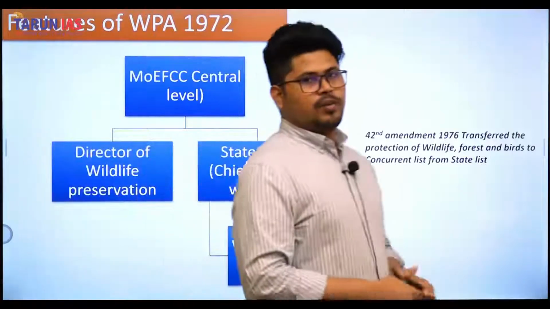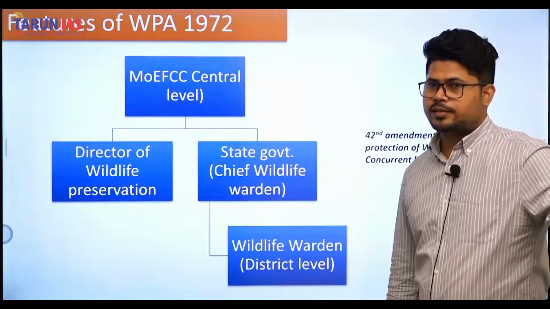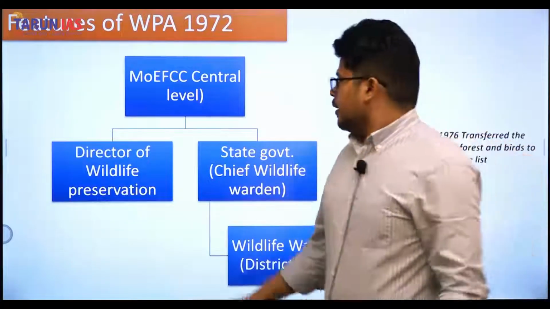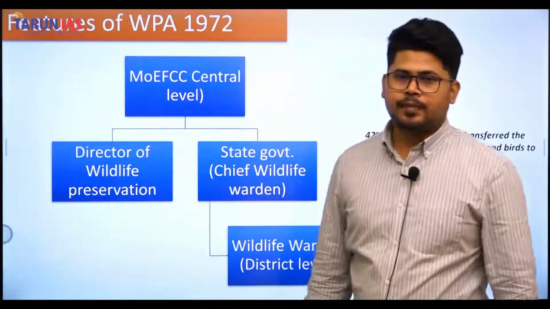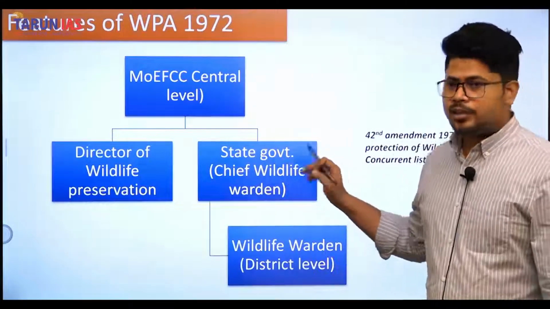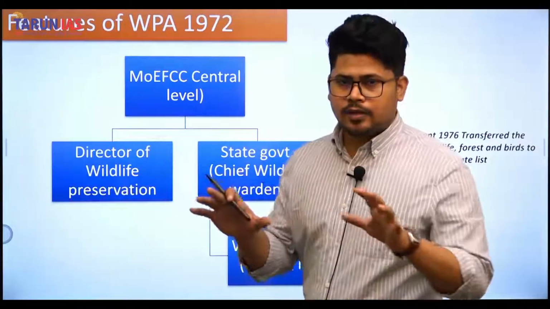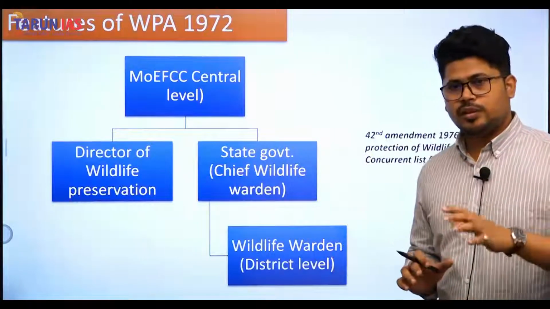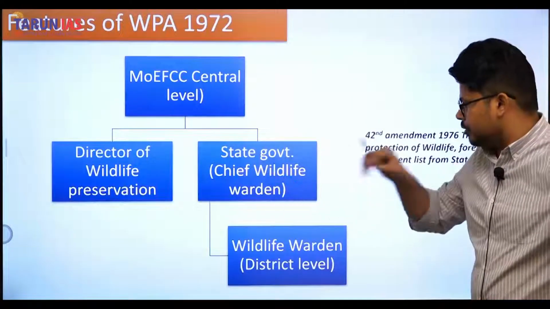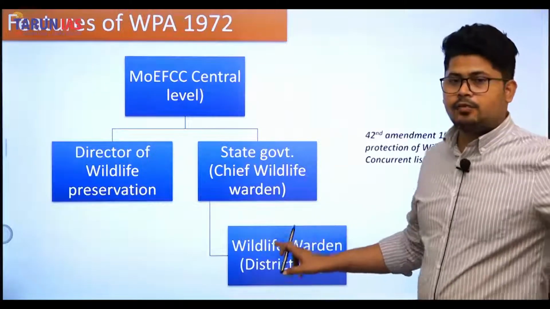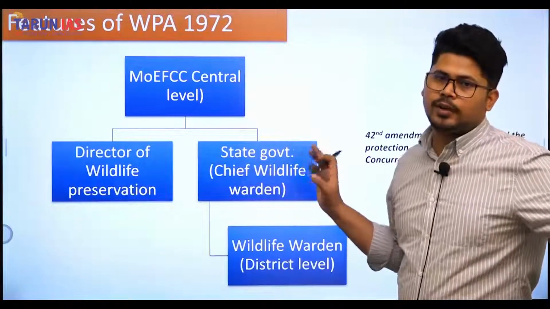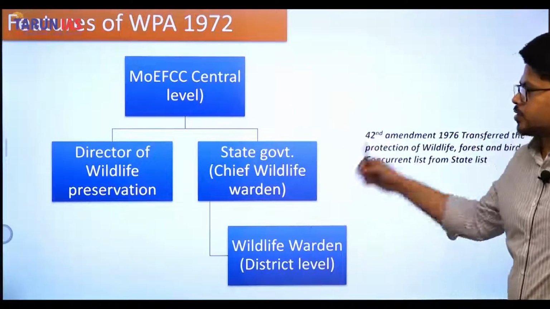Okay. Now we'll look at the structure of forest governance in India. MOEFCC, the Ministry of Environment, Forest and Climate Change, is the nodal ministry at the central level. It appoints the Director of Wildlife Preservation at the central level, and every state government appoints its own Chief Wildlife Warden. This Chief Wildlife Warden is responsible for all kinds of monitoring; it's a kind of Chief Secretary for the Department of Forest in the state government. And at every district level there's a wildlife warden. So every district has a wildlife warden who reports to the Chief Wildlife Warden, who is at the state government level, a secretary kind of. So this is the structure.